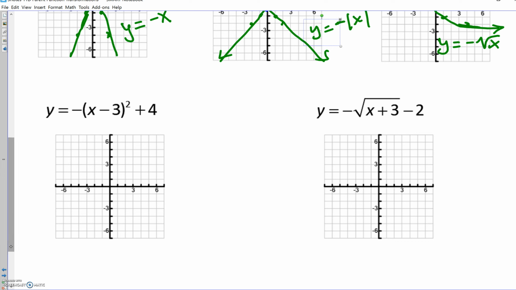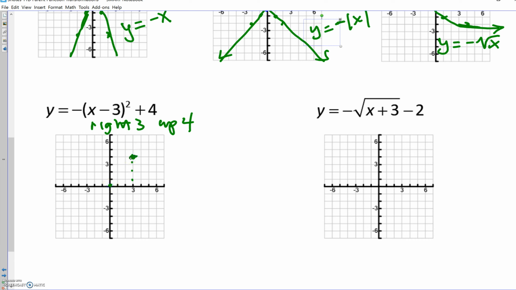So what happens when we do some moving on that and we have something along these lines with a negative in the front? So we're going to, again, translate. So this is going to go right 3 and up 4. So right 3, up 1, 2, 3, 4. And we're starting with 0, 0.